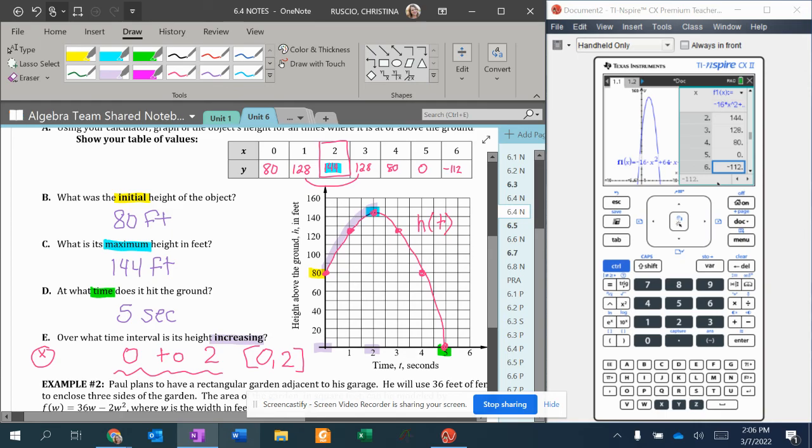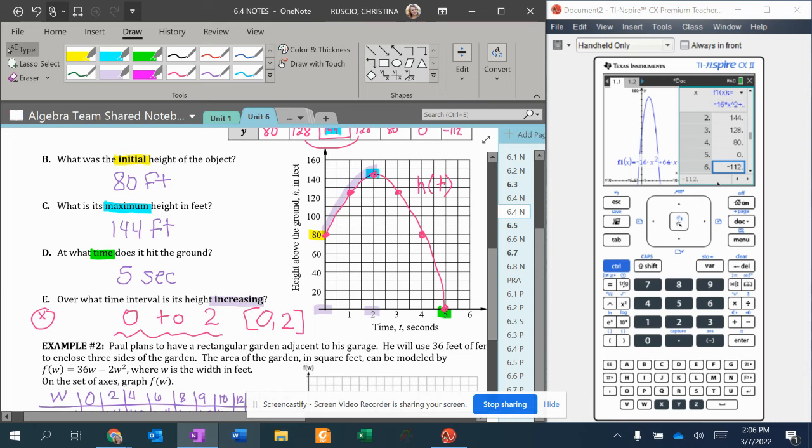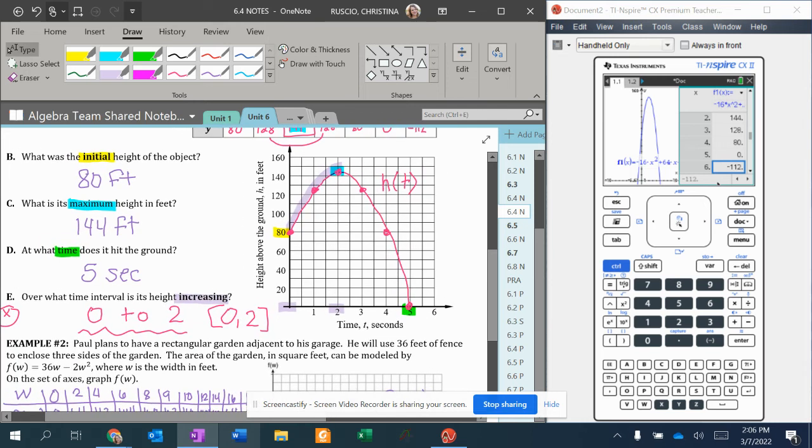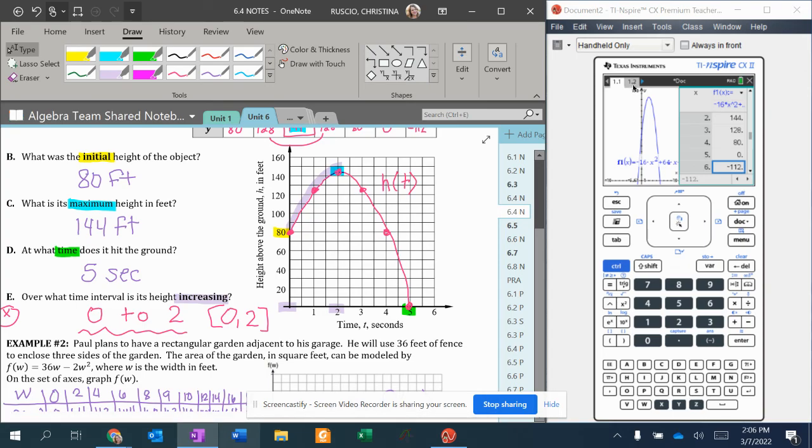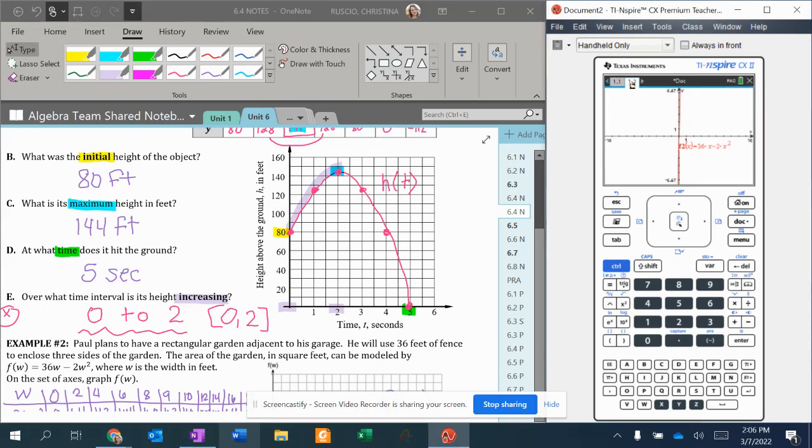Okay, example number 2. We have a garden. Paul wants to have a garden, and he gives us an equation. The area of the garden is modeled by f of w, and w is the width of the garden in feet. Pause your video and graph this. Does your graph look like mine? Mine definitely does not look like a U, but it should because we have that x squared.